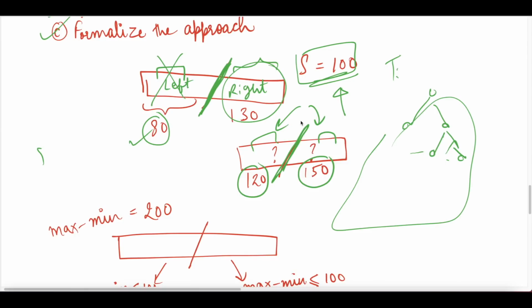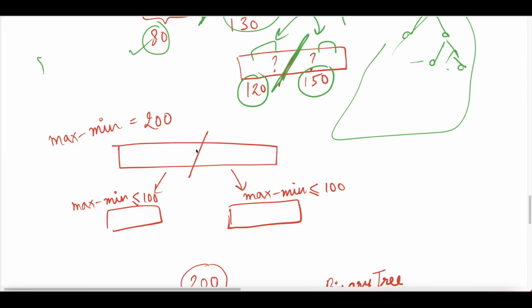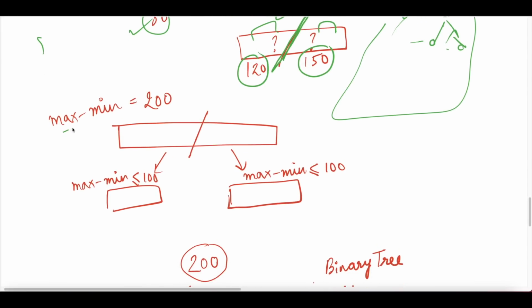But the important thing to understand over here is, when you divide the array into two subarrays, the interesting thing is the max minus min. Let's say this was 200. When you do the first slicing operation, you get two parts, the left part and the right part. Now the interesting part is the max minus min of this left subarray and the max minus min of this right subarray.